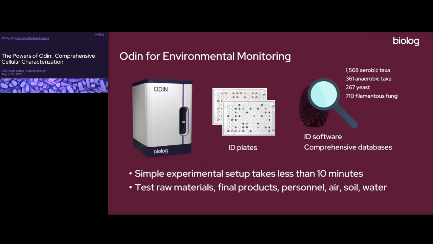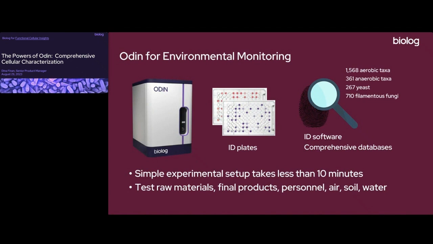And so what's in our database? We have over 1,500 species of aerobic bacteria. There's 361 anaerobic bacteria. And then we have a bunch of different yeast species and over 700 filamentous fungi and molds. And this is a really powerful database because of its size and also because of its relevance. So, some of these fungi in particular are very difficult to identify with other methods. And we have a large number that are really common in the environment, like in the air and in food.